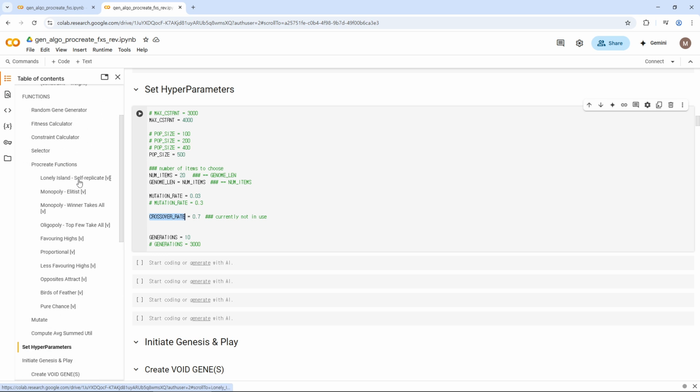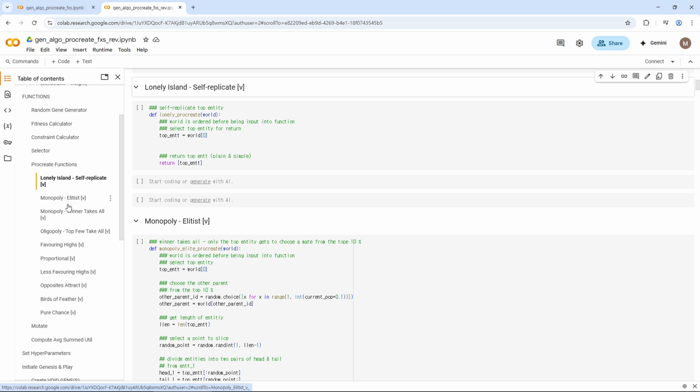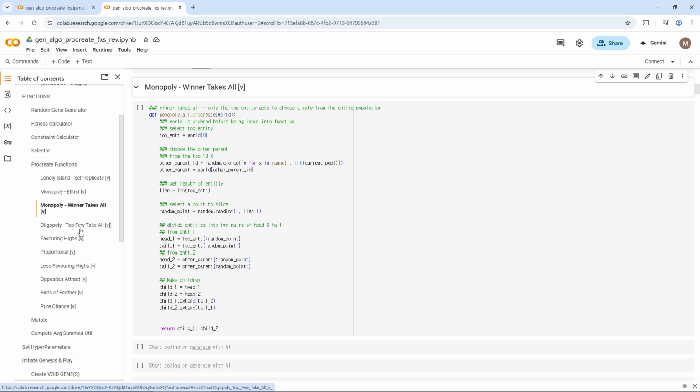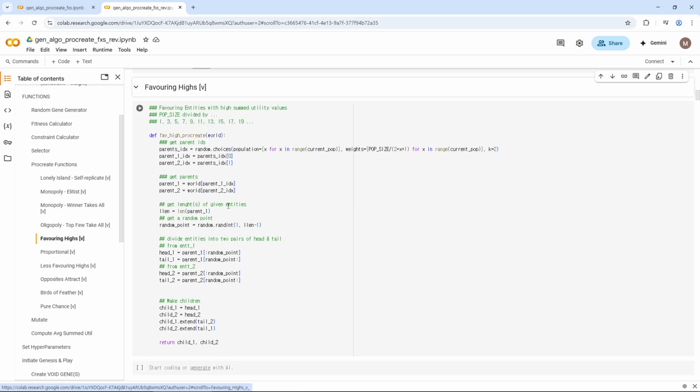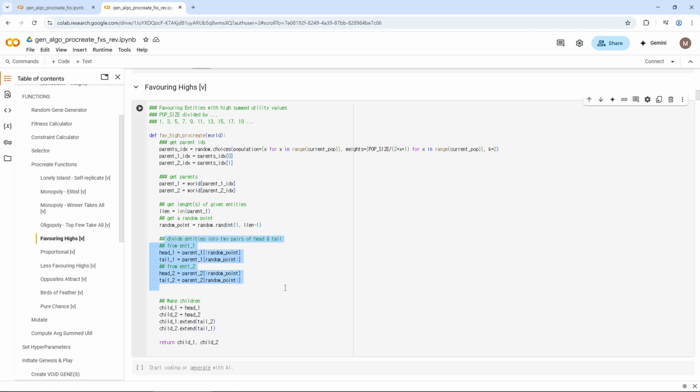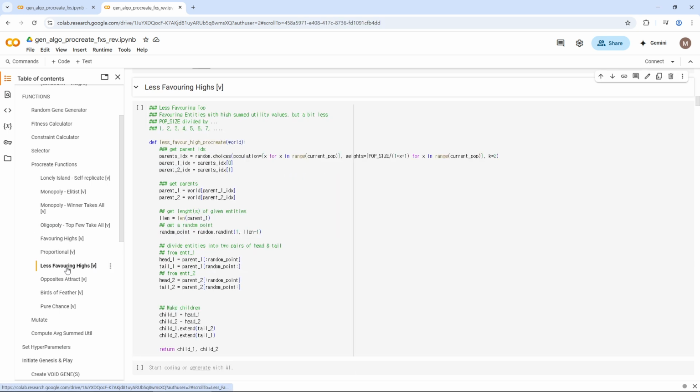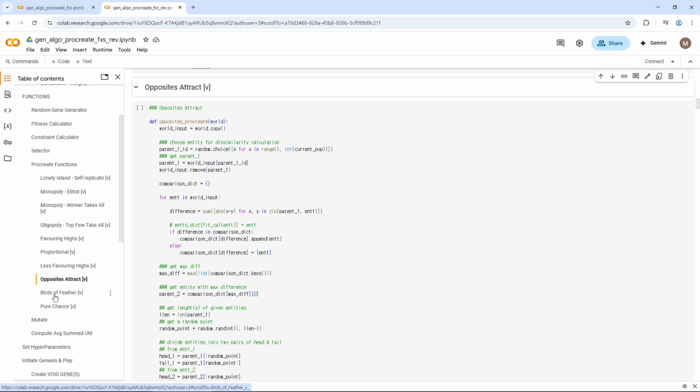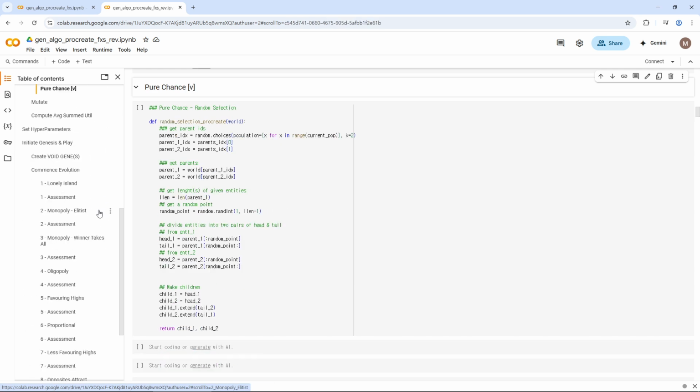So the 10 Procreate functions are the same: self-replicate, elitist, winner takes all, top few take all, favoring highs. And this is where the crossover happens, but it doesn't actually use the crossover rate. Crossover always happens here, so I don't need a crossover rate in this occasion. Then proportional, less favoring highs, opposites attract, birds of a feather, and pure chance.